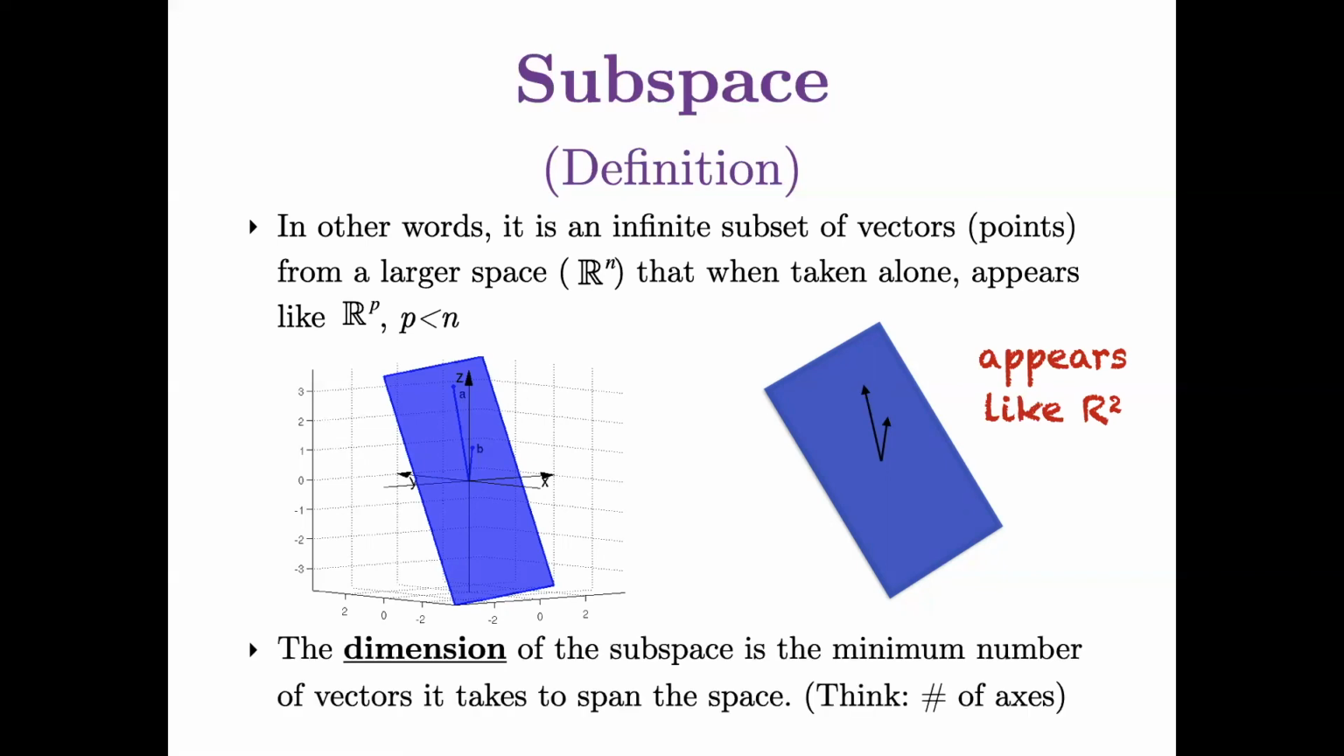Now, the dimension of the subspace is the minimum number of vectors it takes to span the space. The way I like to think about dimension is the number of axes that it would take to draw that space. Of course, maybe that's not helpful when we can't really think about drawing a 5-dimensional space or a 6-dimensional space. But that's the crux of dimension. It's the number of vectors it would take to span the space.